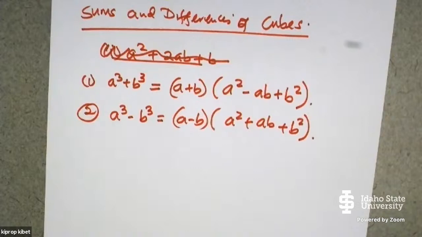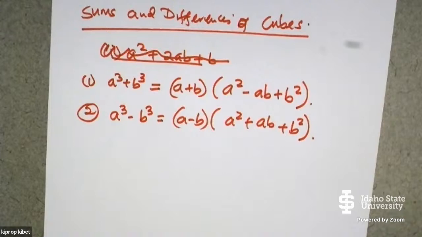So when you're given a cube plus b cube, then it's factorable. The factor will be (a plus b)(a square minus ab plus b square). This is not similar to the perfect square. If it was similar, there would be a 2, but in this case there is not a 2. It's a square plus b square. And a cube minus b cube is the same as a minus b.